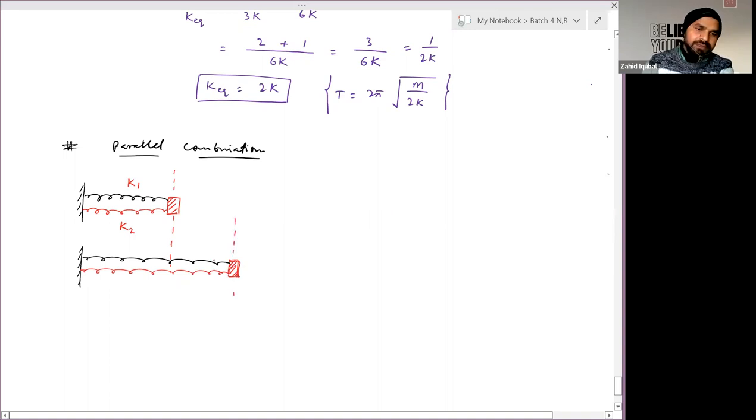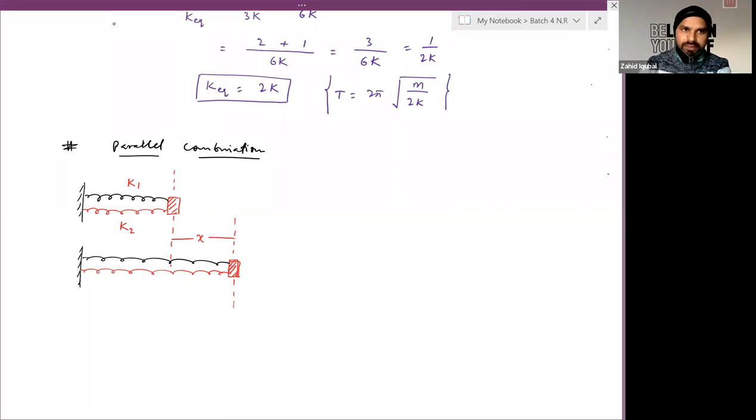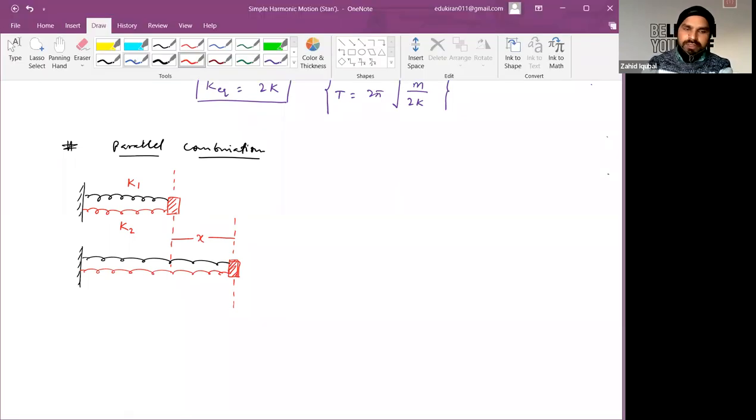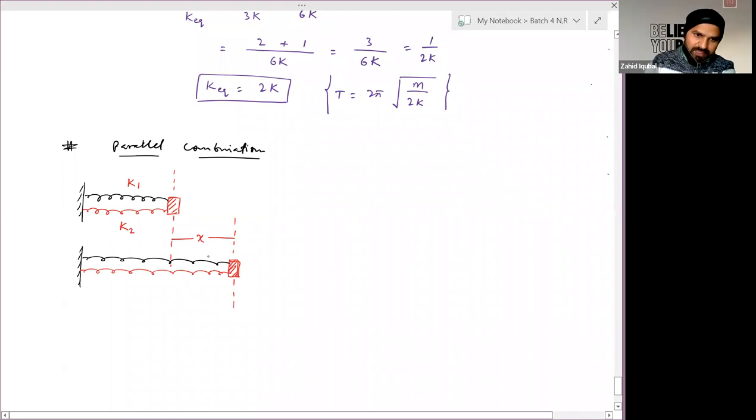this is the final position. So displacement in both springs is the same in this part, but due to different spring constants, or different stiffness or rigidity of the springs, they will have different restoring forces. For the first spring, it will have F1, and the second, it will have F2. So total force acting on this block will be the sum of these two individual forces. So in this part, we can say displacement is the same, but restoring force is different.